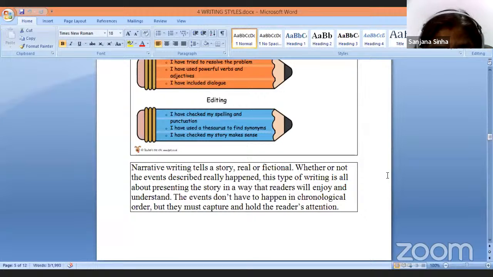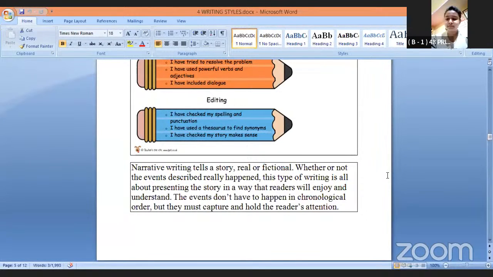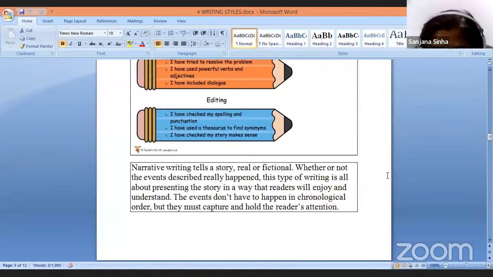Narrative writing style tells a story. It can be real or fictional. Real means it can be a true story. It can be your own true story, it can be about someone you know, a friend, or a celebrity. For example, you gave me the story of Rahul Bajaj, which had a beginning, his early life, his college life, what he is doing now.